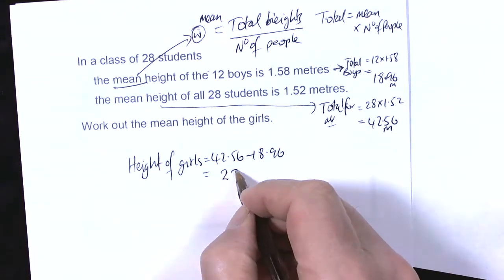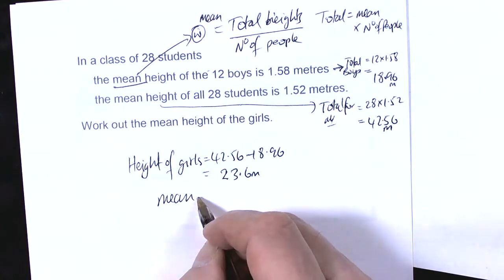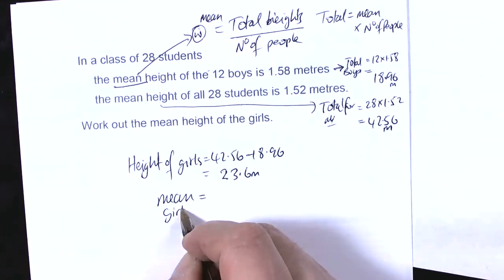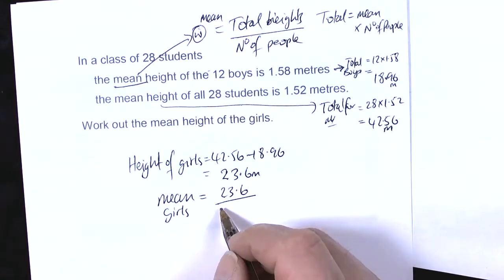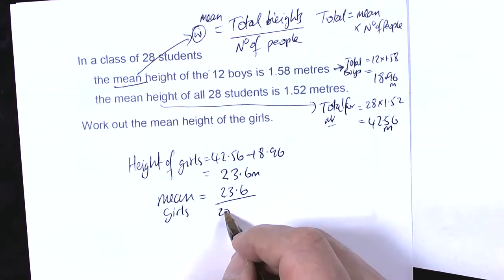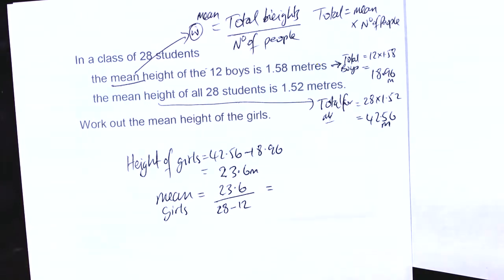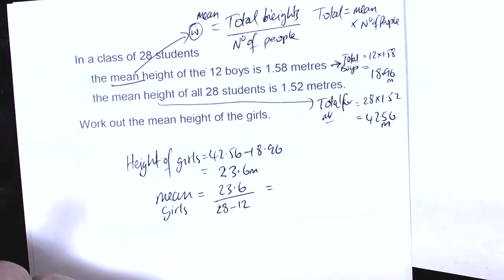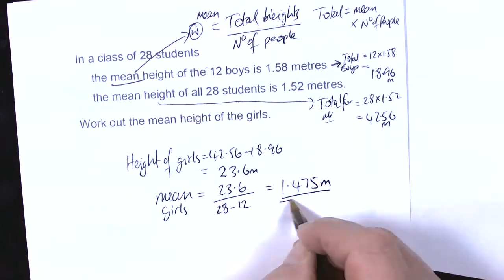That's 23.6 metres. So the mean for the girls must be equal to their total height divided by the number of girls. Well, there were 28 students altogether, 12 boys, so we've got to take away the 12, so that's 16. So if we now divide that by 16, then I get 1.475 metres.